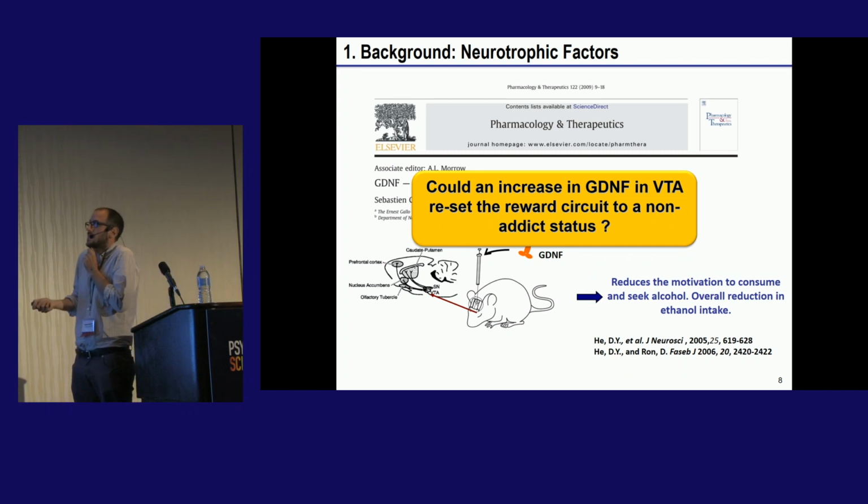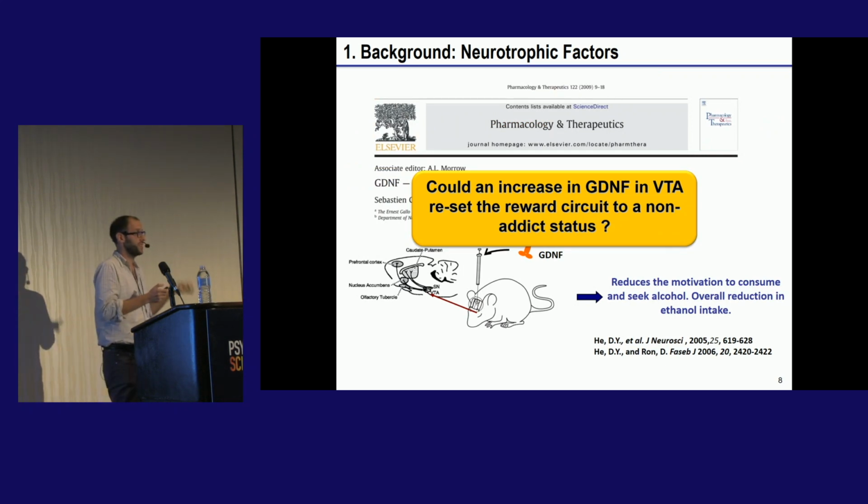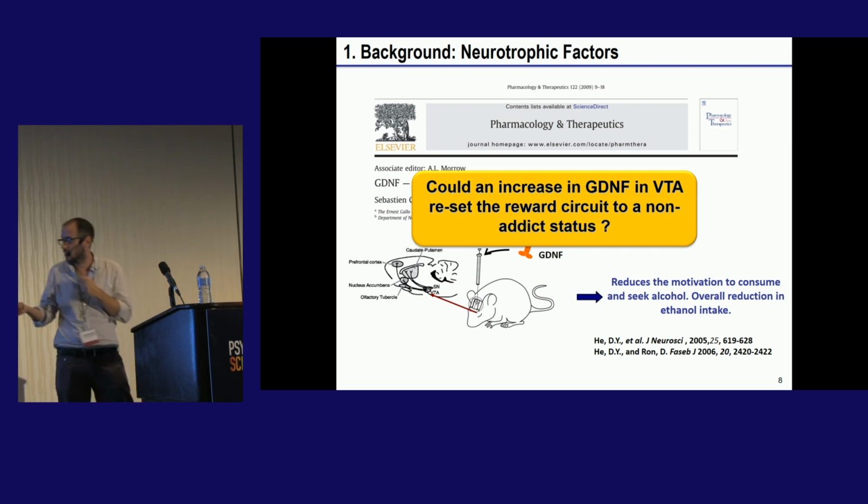The question is, could an increase in GDNF in the VTA reset the reward circuit into a new addictive status? So the main thing about GDNF is that it could have these potential properties for drug addiction, especially in the VTA area.